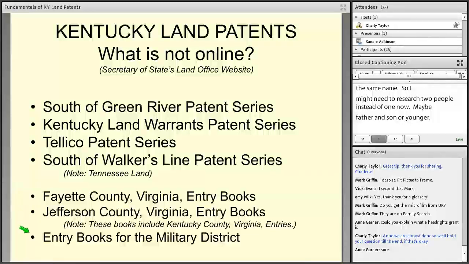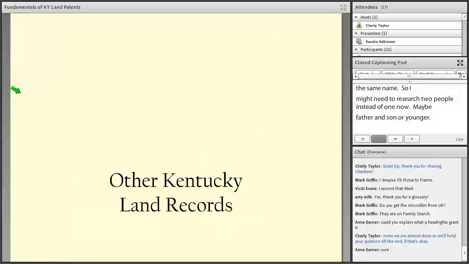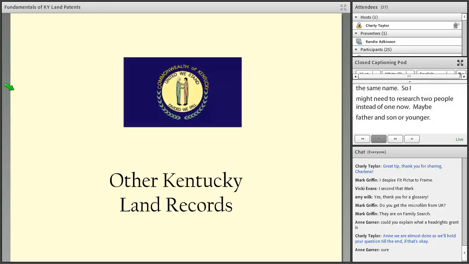These are all records that may be on microfilm at your various libraries or here at KDLA, or you can contact the Kentucky Secretary of State's Land Office, and we will be glad to work with you on those and provide the copies that you need. Other Kentucky records, and this is land patents are not the only records pertaining to Kentucky land. Let's make that clear. But land patents are the first place to look to rule them out before we go in through all of the other records.